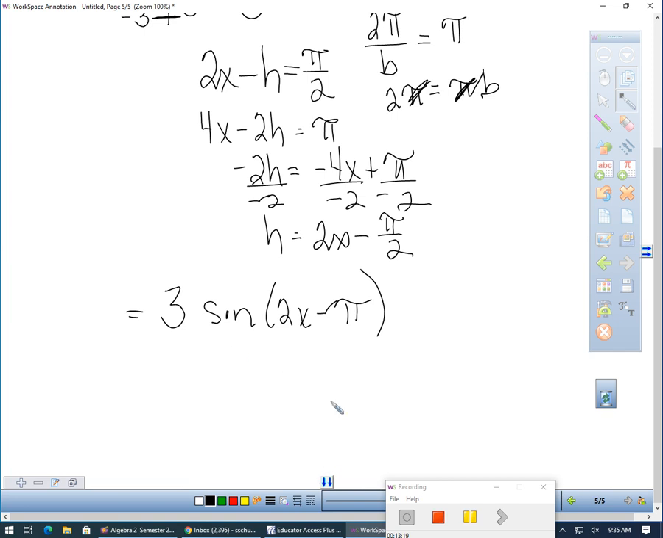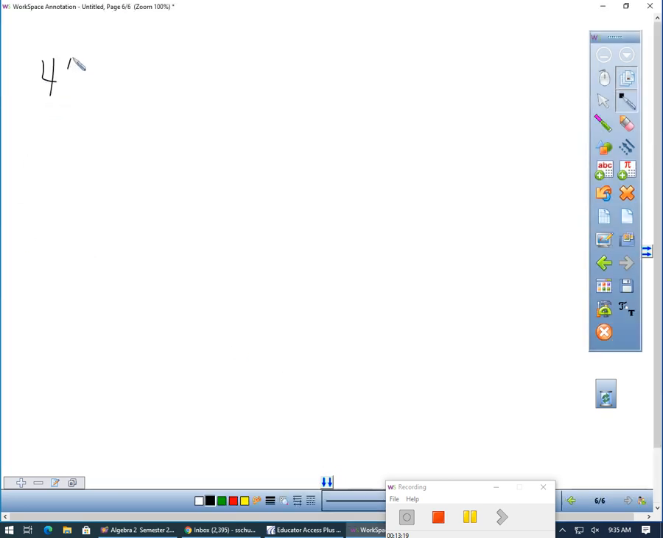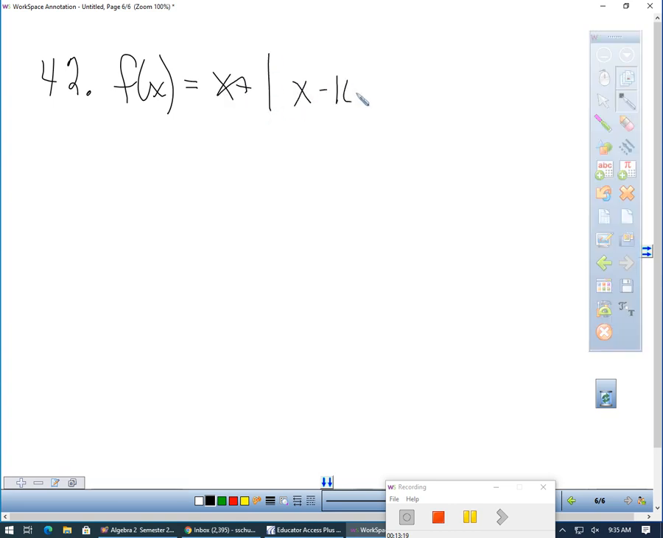Alright, let's talk about number 42. On number 42, we have f of x equals x plus the absolute value of x minus 10. And it wants to know which of the following defines f of x for all x less than or equal to 10. So the easiest way I would suggest is, since it says less than or equal to 10, I would start by plugging in 10. So you get 10 plus the absolute value of 10 minus 10, and it equals 10, right? 10 minus 10 is 0.